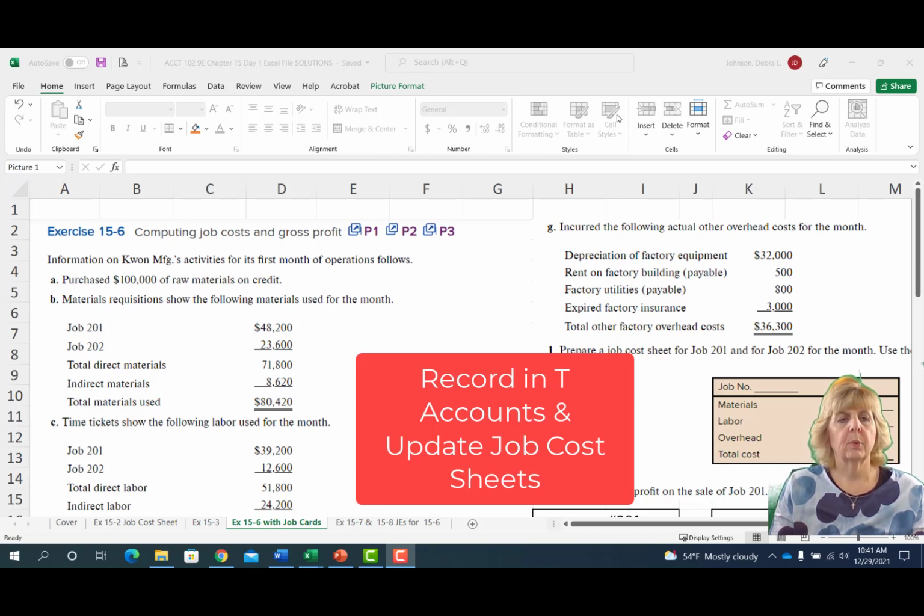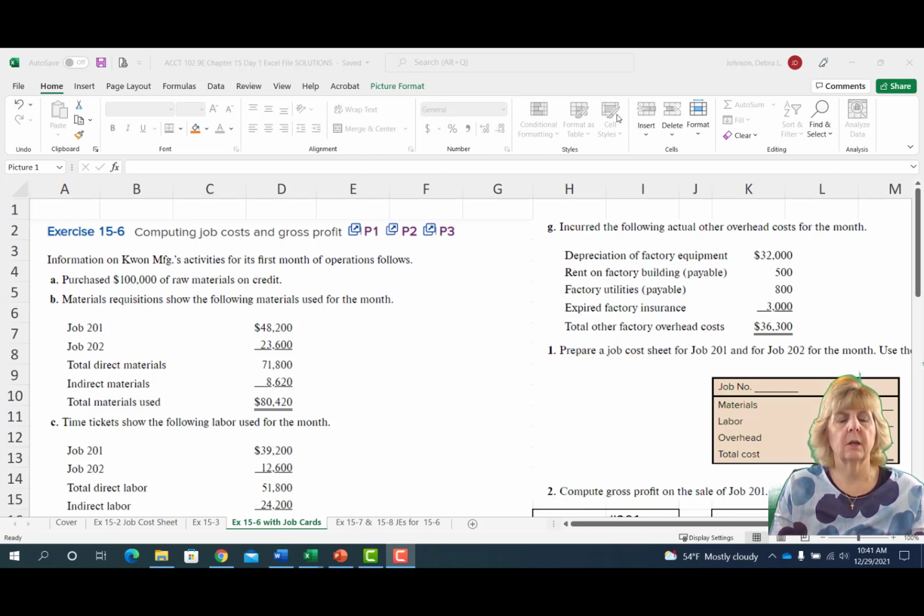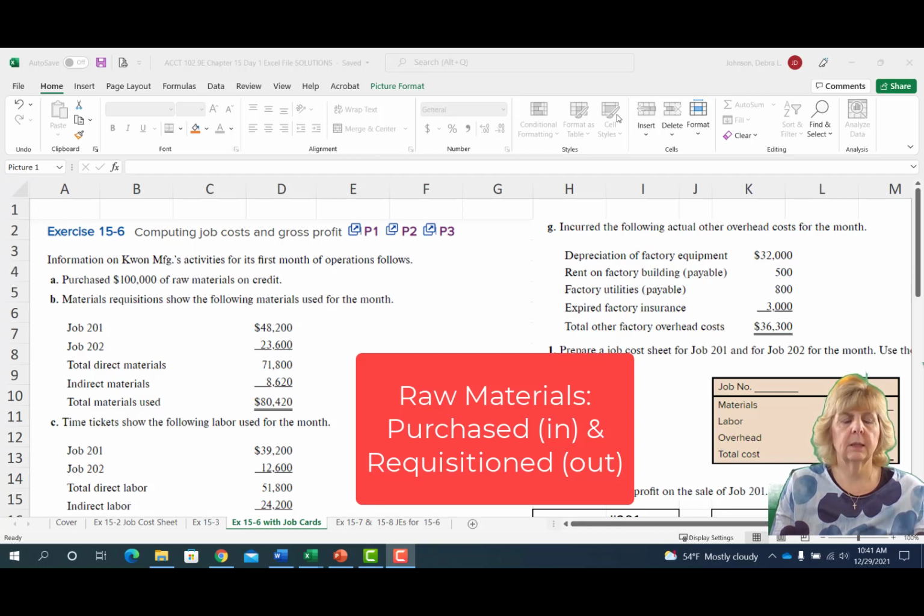Letter A, purchased $100,000 of raw materials on account. I want you to think about that. What's going on in the T accounts? Raw materials is going to go up, and since they were purchased on credit, accounts payable will go up. Letter B, material requisitions.